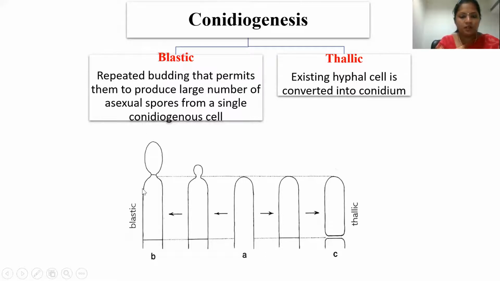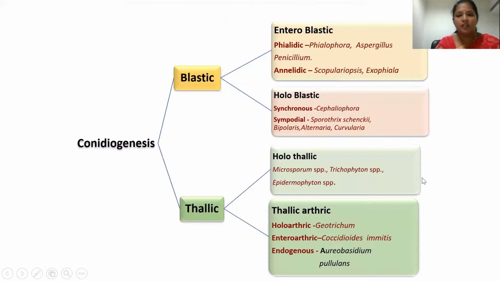Blastic method means there will be a repeated budding that permits them to produce a large number of asexual spores from a single conidiogenous cell. So here there will be repeated budding to produce a large number of asexual spores called conidia. But in the thallic method, the existing hyphal cell is converted into the conidia. This is the difference. So conidiogenesis is broadly classified into these types.